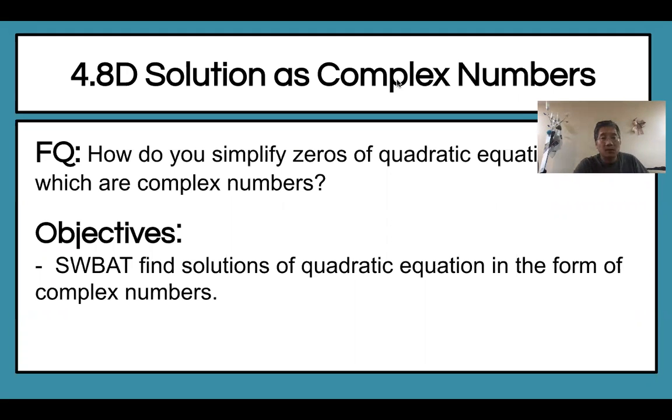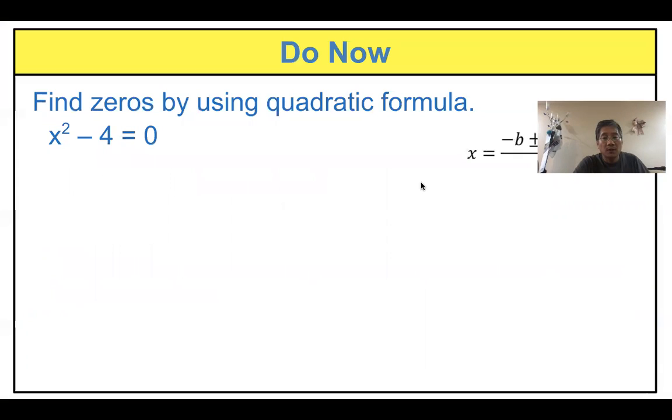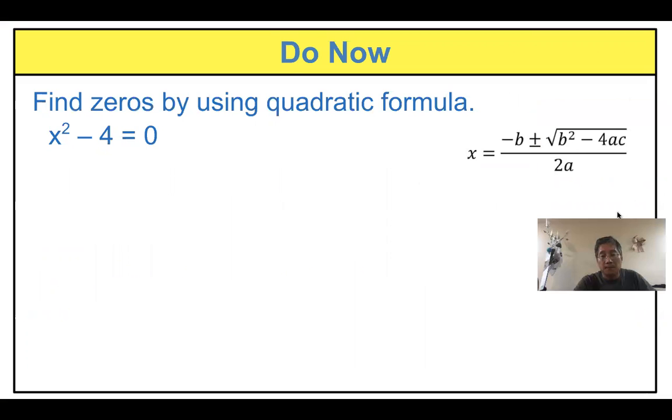Before we start today's lesson, can you do the do now? Please find the zeros by using the quadratic formula. You know the quadratic formula is here. I know you can find the zeros by just finding factors or by using the Kim's method, but today, please use the quadratic formula and show the work. I'll give you about 4 minutes. All right, let's go over together.